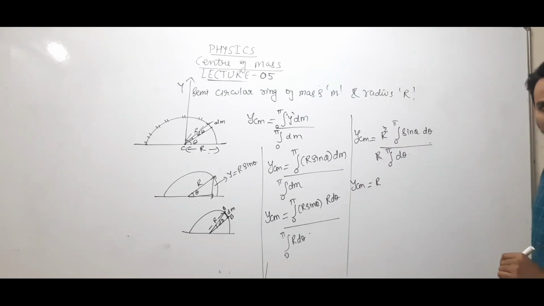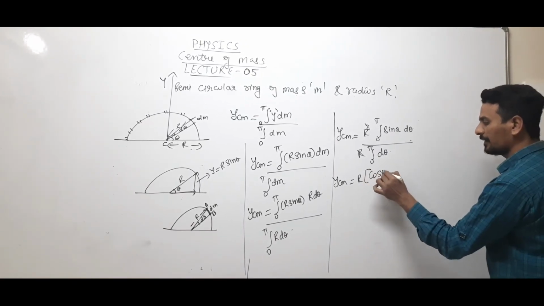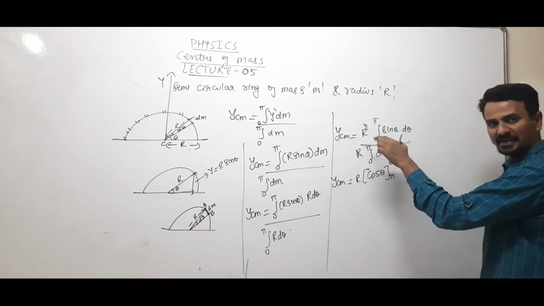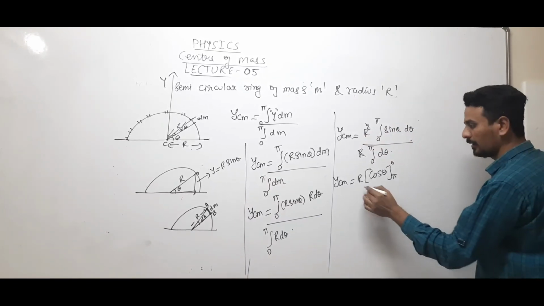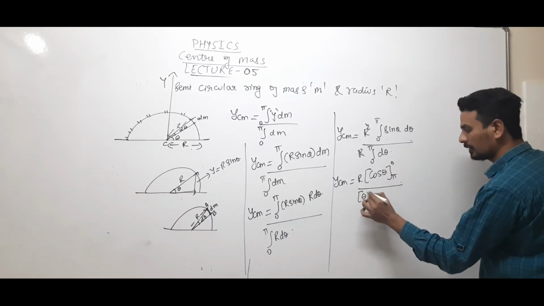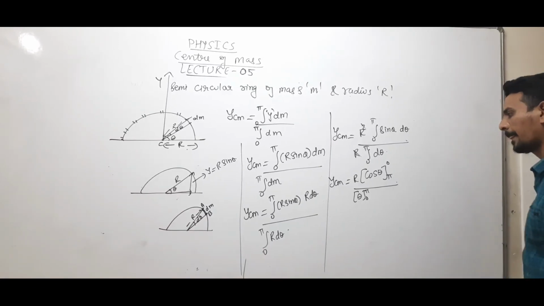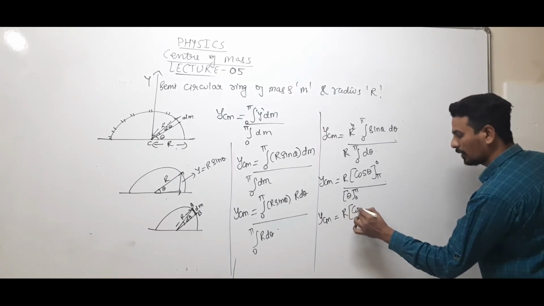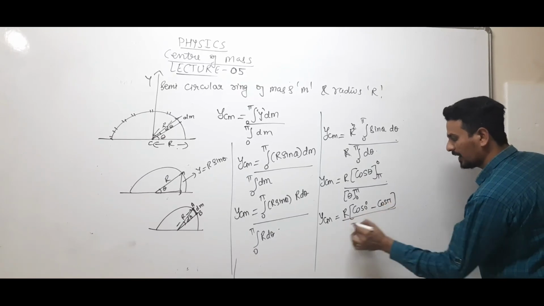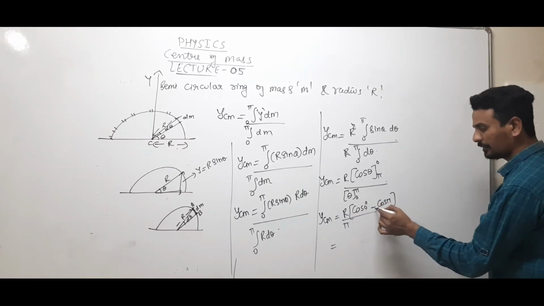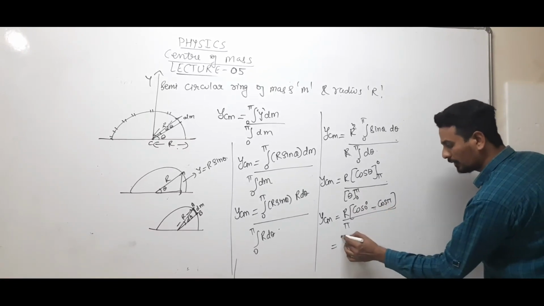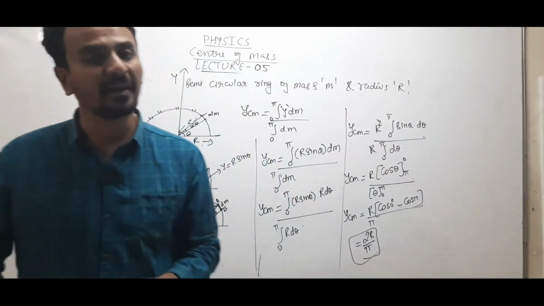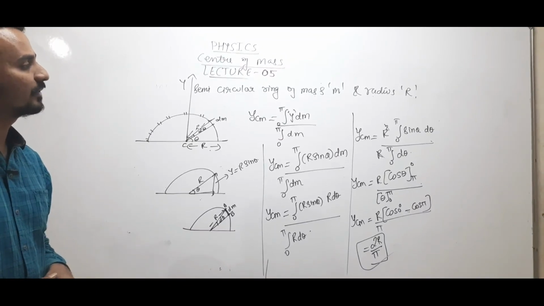What is the integration of sin theta? Minus cos theta. But I'll place cos theta and interchange the limits. Will it be okay? Upper limit minus lower limit, with a minus sign. I have not placed the minus sign, and I have interchanged the limits, lower minus upper. And what is the integration of d theta? Theta. Clear? So what will this be? ycm will be r into cos 0 minus cos pi, upon pi minus 0. Cos 0 is 1, so 1 minus minus 1, it will be 2. So this is 2r by pi. 2r by pi. Clear?